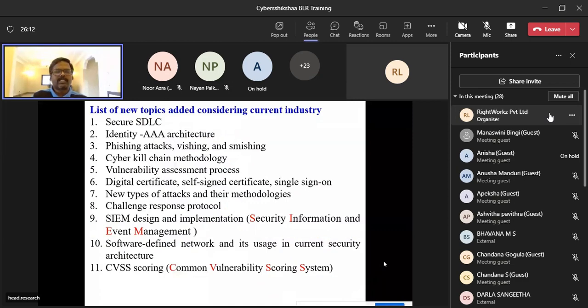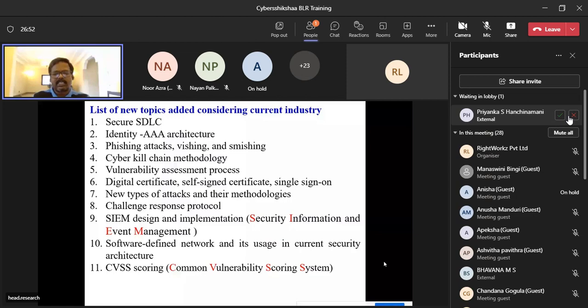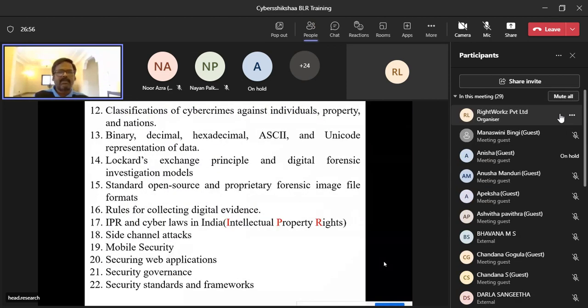Those are secure software development lifecycle, SDLC, identity AAA architecture, phishing attacks, phishing and smishing, cyber kill chain methodology, vulnerability assessment process, digital certificates, self-signed certificates, single sign-on certificate, new types of attacks and their methodologies, challenge response protocol, SIEM design and implementation, security information and event management, software defined network and its usage in current security architecture, CVSS scoring, common vulnerability scoring system, and followed by the classification of cyber crimes against individuals, property and nations.